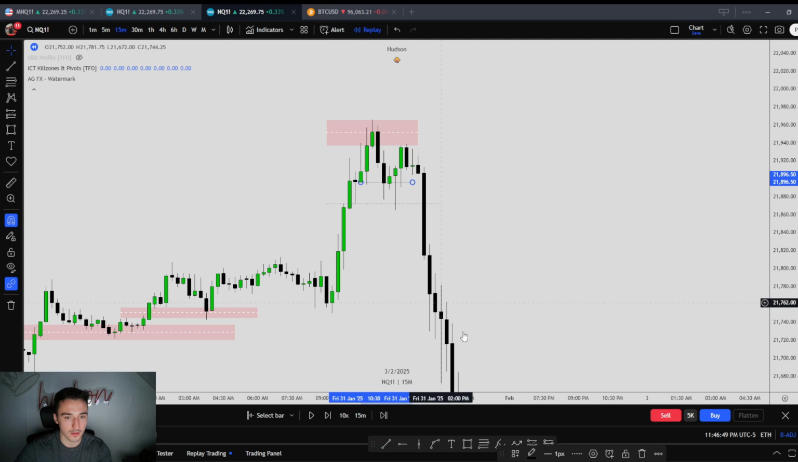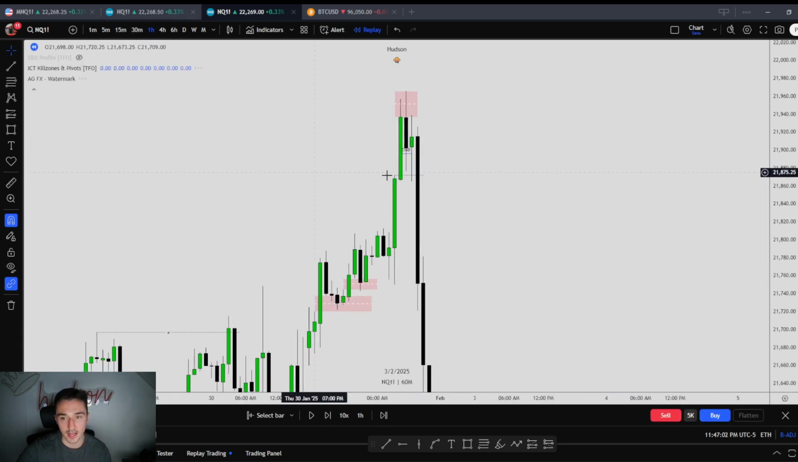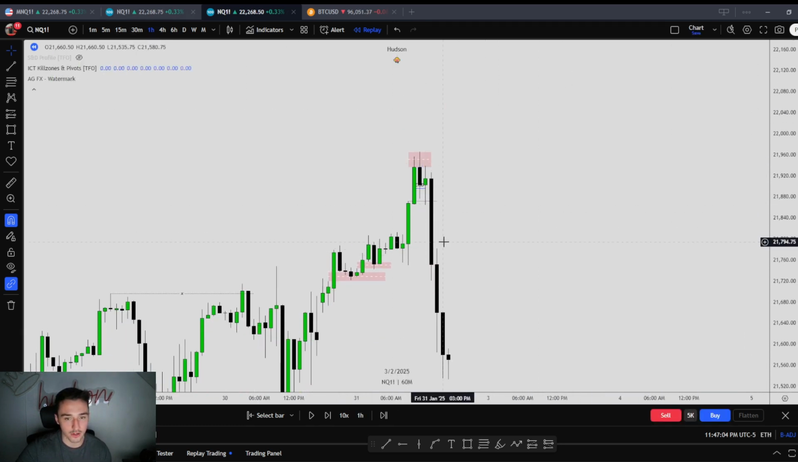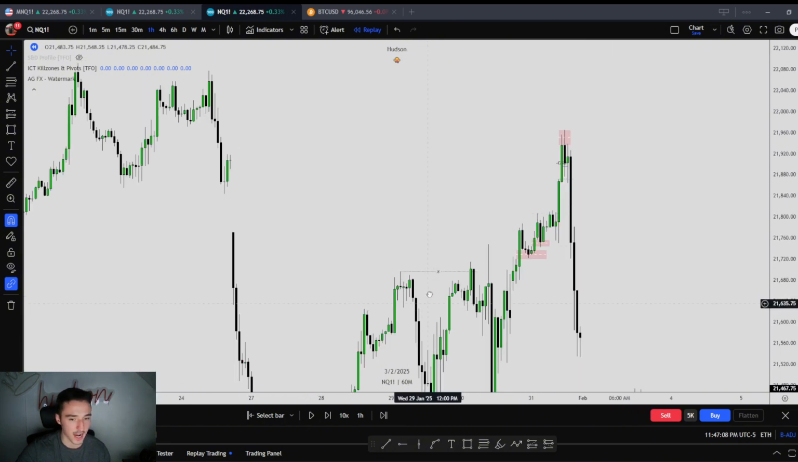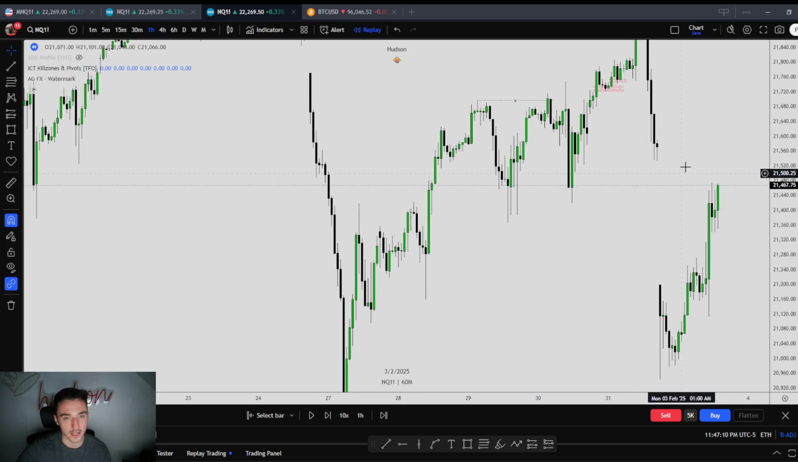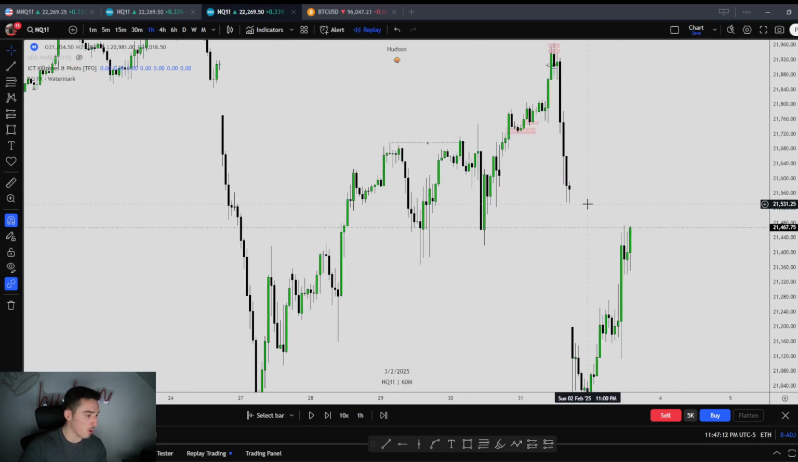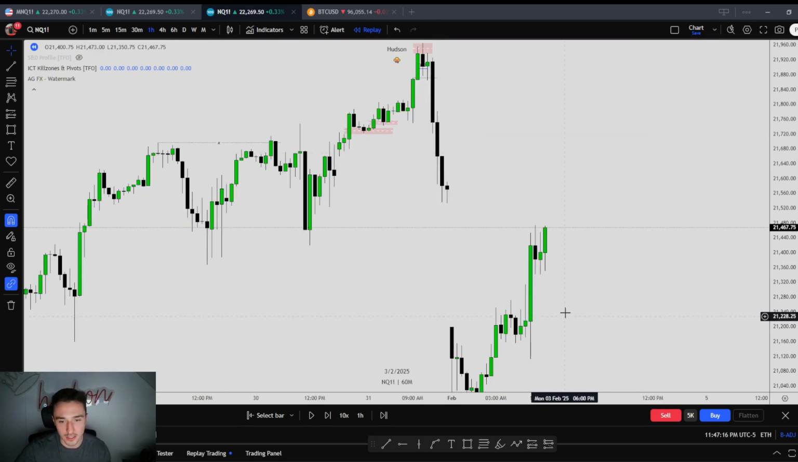On the 15, change in delivery right here, taps into a fair value gap, takes this candle's high, and we find an entry on this candle here. That is how you will find a reversal on a Friday. If we have continued the move higher the entirety of the week, Friday likes to close back inside the range. Now, if you go watch my last video, that is why I tried to short. Now, let's look at this day.